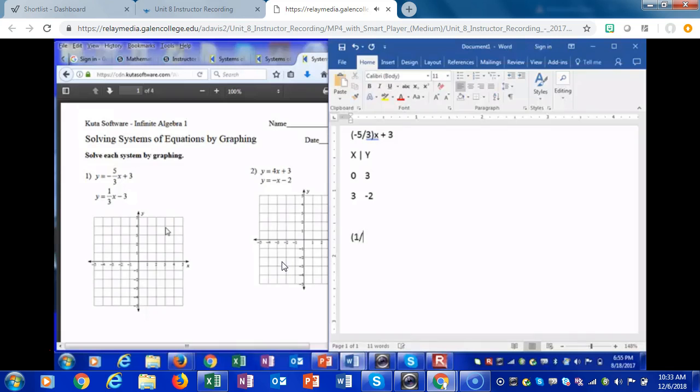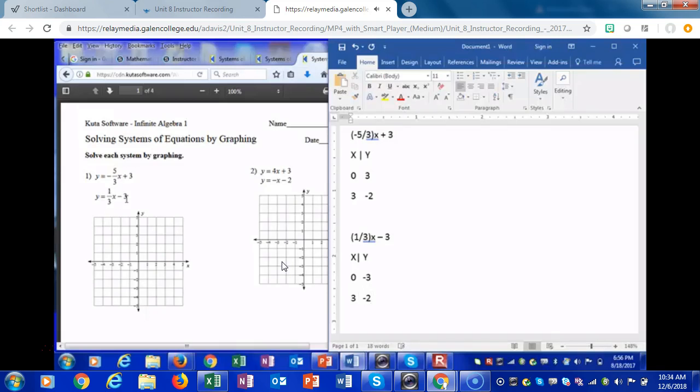Now, 1/3 x minus 3. Now we have x and y. And this is your x and y chart. So of course 0, we love 0 so much that we just use it all the time for our x's. So at 0, 1/3 times 0 is just 0. 0 minus 3 is negative 3. Okay, and since 3 is a multiple of itself, we can use 3 again. 1/3 times 3 over 1. The 3's cancel. We're left with 1 minus 3. 1 minus 3 is negative 2.